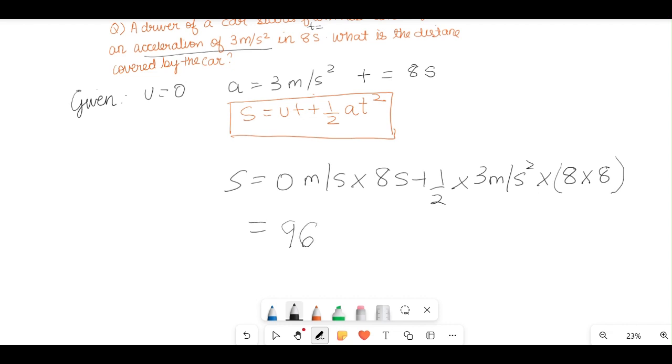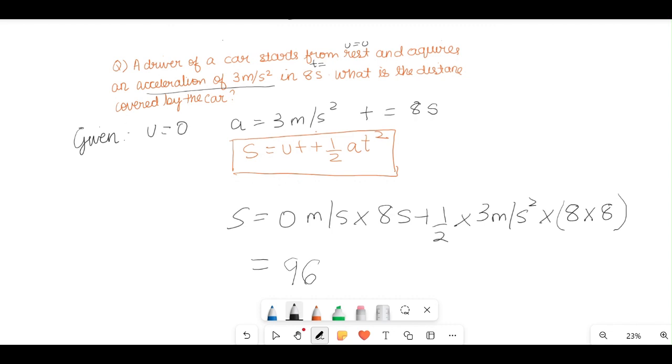I hope this was clear. Your U was 0 since it starts from the initial position. Your A was 3. Your time given was 8 seconds. Now, we substitute in this formula because we have U, we have A, and we have T as well. We need to find the distance. So, U will be 0. T is 8. 8 into 0 will be 0 plus half into 3, which is your acceleration, into T square, which is 8 square. And by calculating, we obtained 96 meters. The unit of distance or displacement is meters.